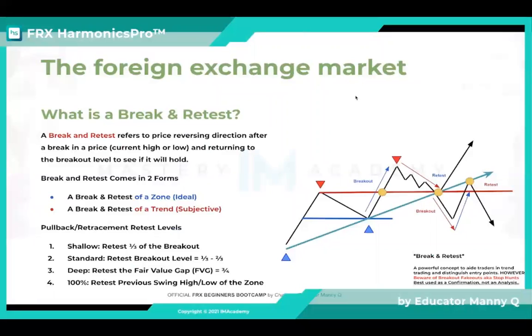Now, moving forward, let's talk about the pullback, retracement and retest levels. As we began to state, there are 4 different types of pullbacks. The first pullback, retracement or retest level is known as a shallow retest. This is where the market may retest about 1/3 of the breakout, typically not returning to the retest level.